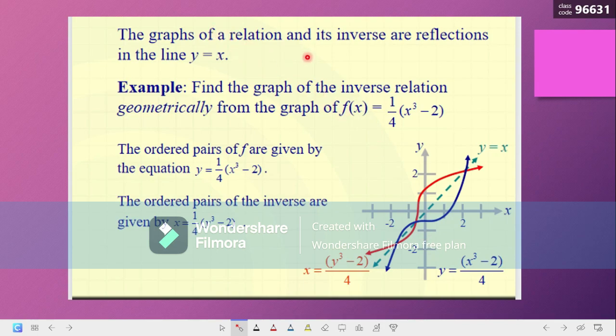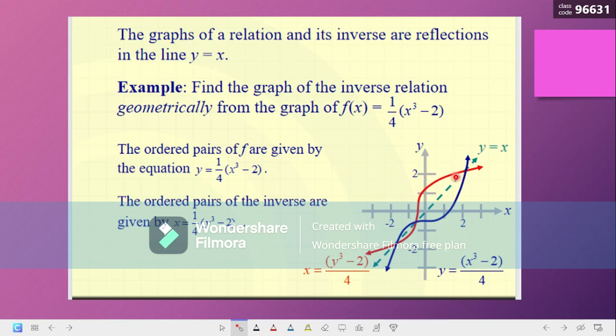The graphs of a relation and its inverse are reflections in the line y is equal to x. So, find the graph of the inverse relation geometrically from the graph of f of x is equal to 1/4 times the quantity x cubed minus 2. So, the ordered pairs of f are given by the equation y is equal to 1/4 times the quantity x cubed minus 2. So, the ordered pairs of the inverse are given by x is equal to 1/4 times the quantity y cubed minus 2. As you've noticed, the variables x and y are just interchanged.